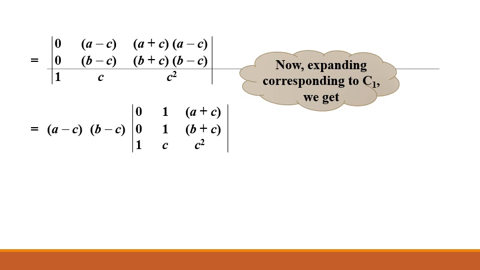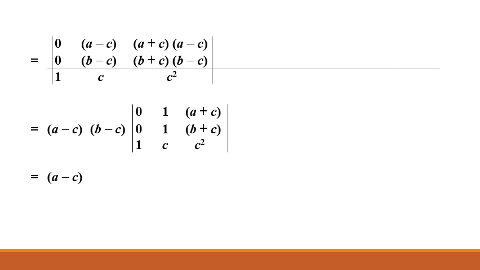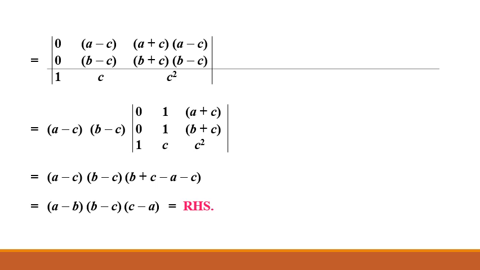Now we will expand it using C1 because C1 consists of the maximum number of zeros. So (a minus c)(b minus c). Since the first two elements of C1 are 0, no need of expanding. Directly we will expand it using the last element, that is 1. So 1 into b plus c minus a minus c. On simplifying we get a minus b, b minus c and c minus a, which is the required RHS.